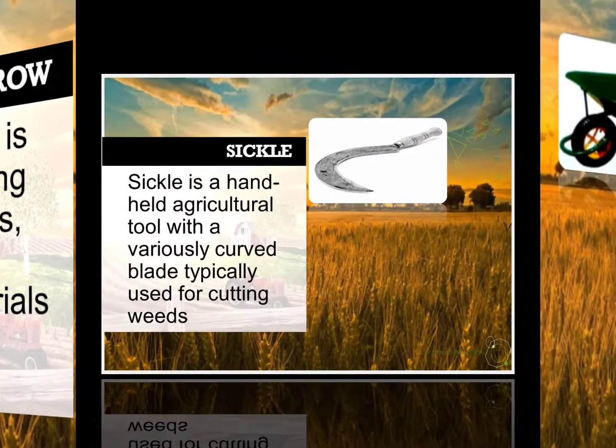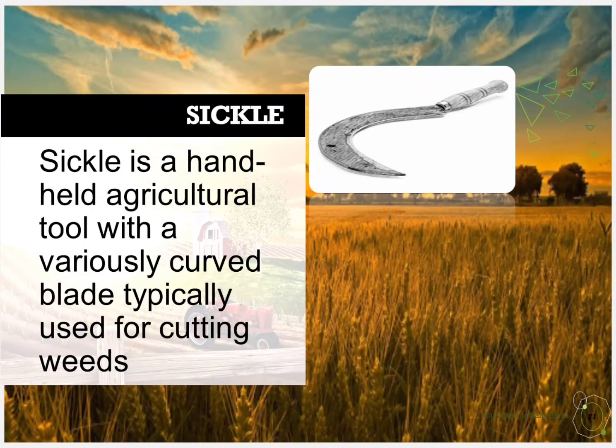Next we have sickle. Sa Tagalog, ito ay karet. Sickle is a handheld agricultural tool with a variously curved blade typically used for cutting weeds. So in short class, ginagamit ito madalas sa pagtanggal at pagputol ng mga damo o ng mga matataas na damo. Next hand tool that is also very common to us is sprinklers.